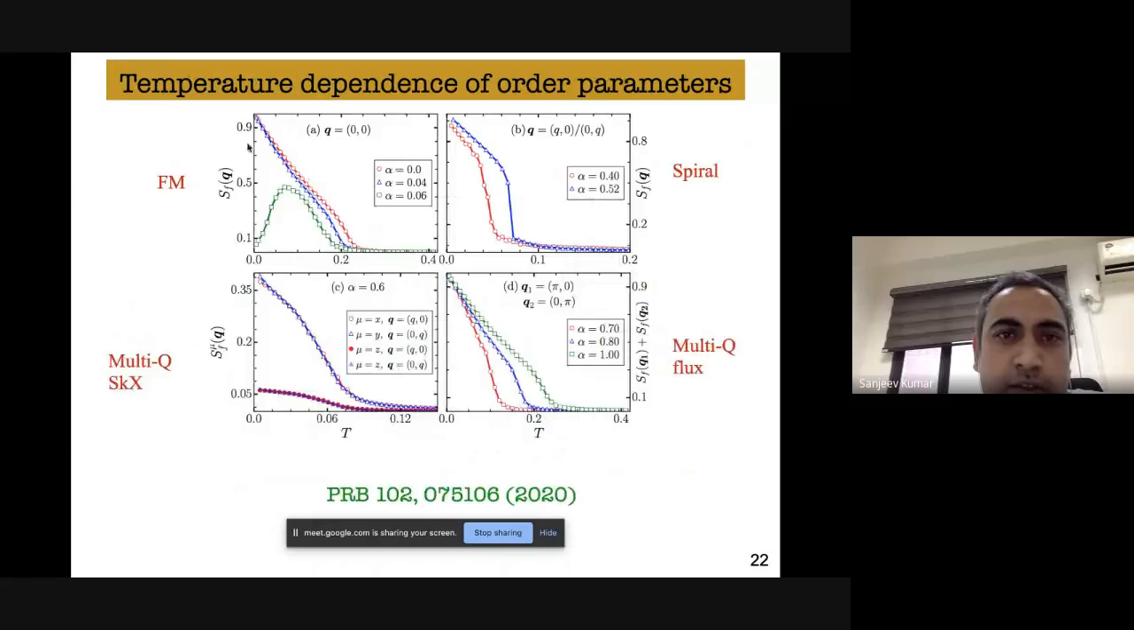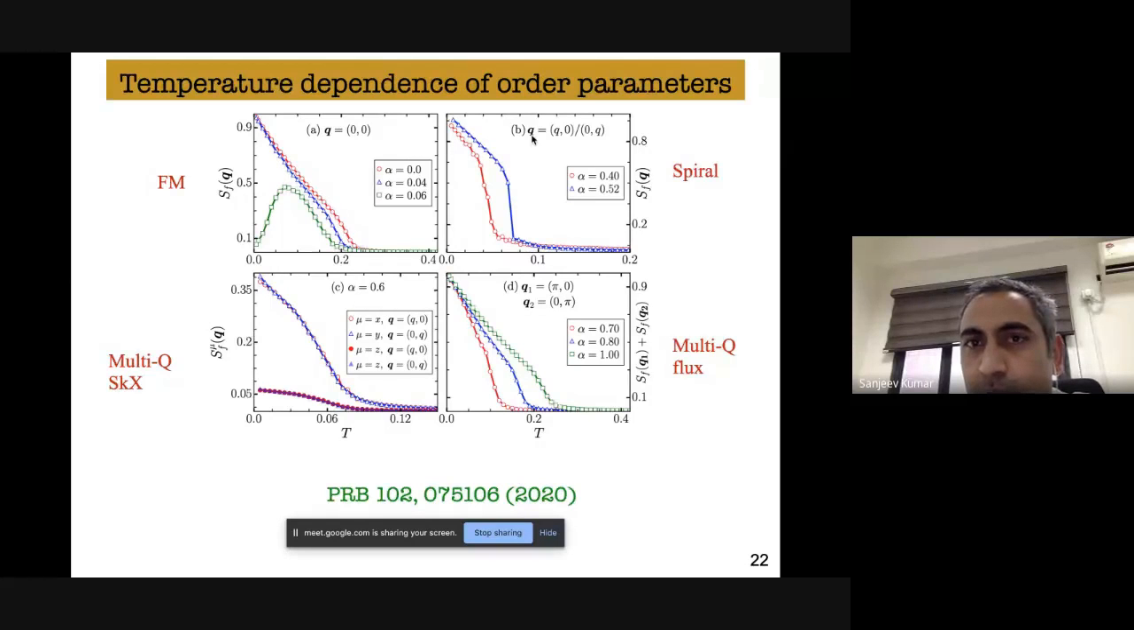So this is one such order parameter where one shows only the 0, 0 component of the structure factor, and this is basically measuring the ferromagnetic order. So this is essentially an order parameter for a ferromagnet. In fact, this is related to the magnetization itself.